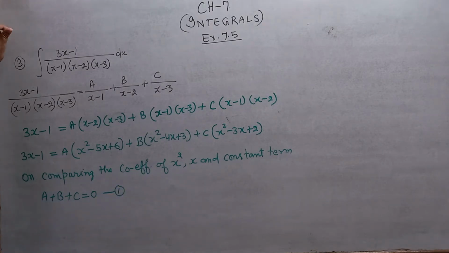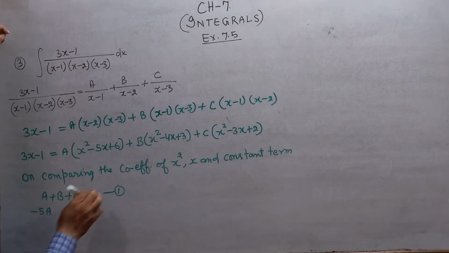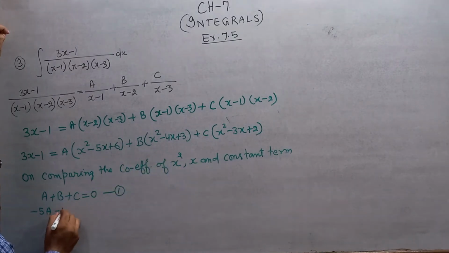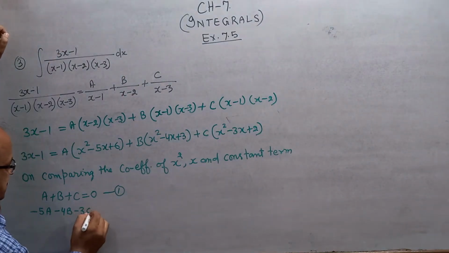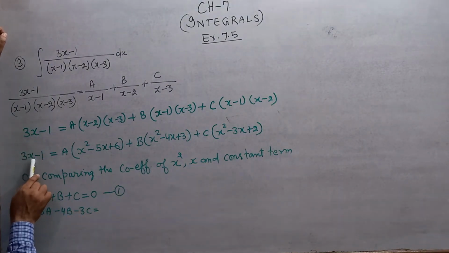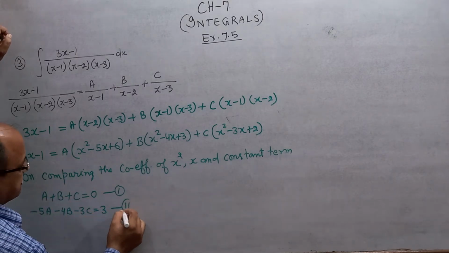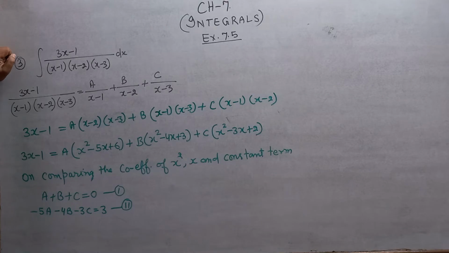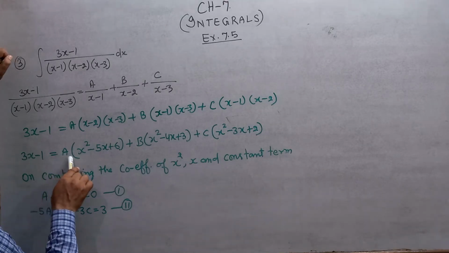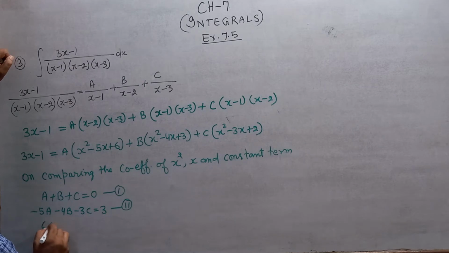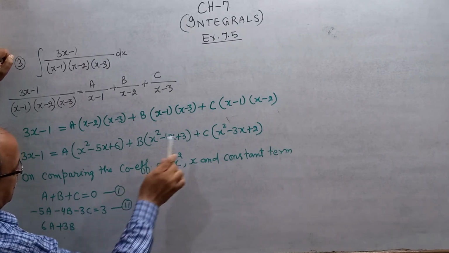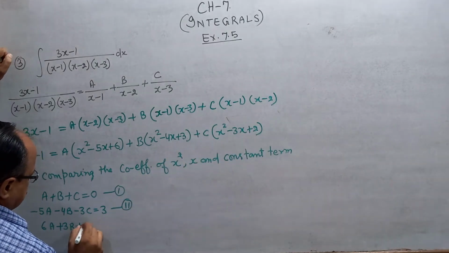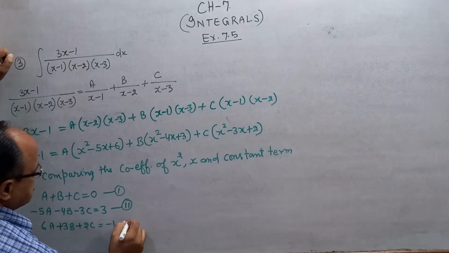Now compare the coefficient of x. When you multiply this with this, the coefficient is minus 5a. When you multiply this with this, the coefficient is minus 4b. And when you multiply c with this, minus 3c. And the coefficient of x here is 3. This is the second equation. Clear? Now the constant term. You multiply with this, 6a. b multiply by 3, 3b, and c multiply by 2, that is minus 1. This is the third equation.